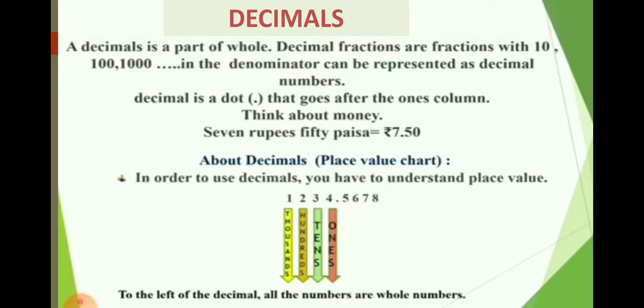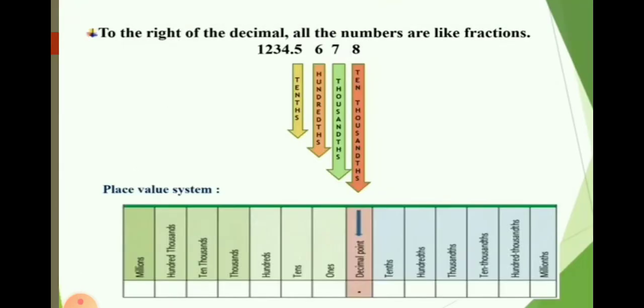Okay, now we can see here decimal with the help of place value chart. In order to use decimal, you have to understand place value. You can see to the left of decimal all the numbers are whole. So, and you can see 1, 2, 3, 4. They are represented by ones, tens, 100, 1000 as we move towards left. But when we move towards right, you can see the numbers 5, 6, 7, 8, they are written after decimal. To the right of decimal, all the numbers are like fractions.